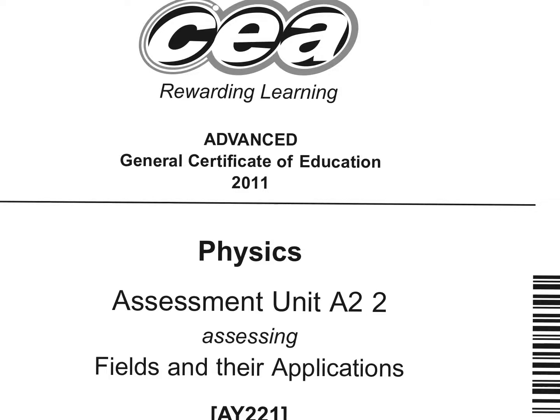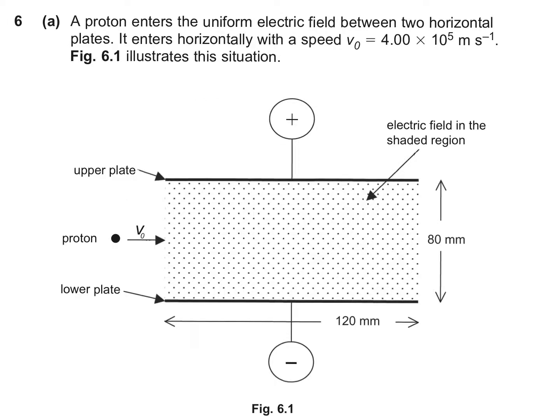We're back with the 2011 CCEA Physics A2 paper, Unit 2 Fields and Their Applications. Question 6 is about charged particles in electric fields. Part A: a proton enters the uniform electric field between two horizontal plates. It enters horizontally with a speed V0 of 4 times 10 to the 5 meters per second, and figure 6.1 illustrates the situation.